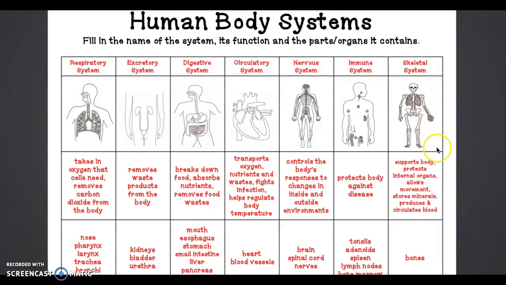The skeletal system supports the body, protects internal organs, allows movement. The other thing that you're going to see here on questions for the skeletal system is it'll say locomotion, allows for locomotion, and that means movement. You just think of locomotion like a locomotive, a train moving. It also stores minerals, produces and circulates blood. So your blood is produced in your bones.